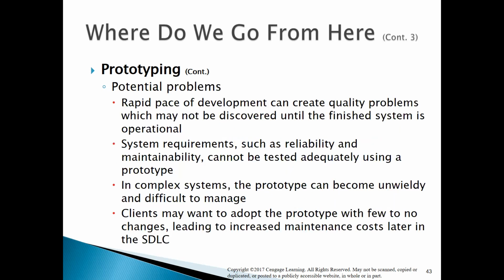Now, problems. With prototyping, the rapid pace of development can create quality problems which may not be discovered until the finished system is operational. Sometimes prototyping can be treated more as a task rather than about quality. Why? Because it's just a pace of getting things done as soon as possible. It doesn't happen all the time, it can happen sometimes. If that is the case, then problems may be figured out later onwards.